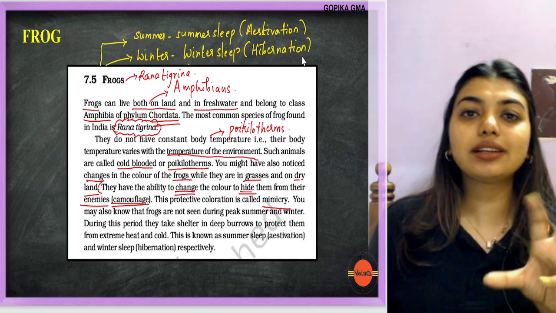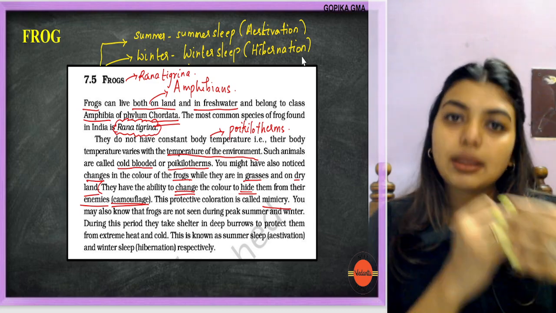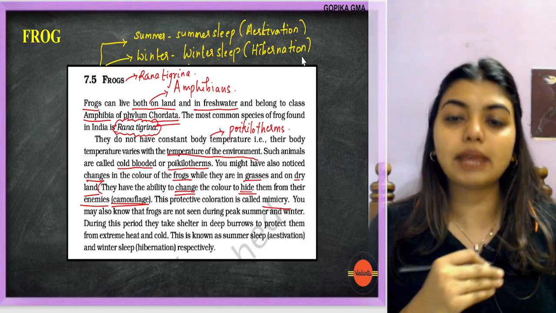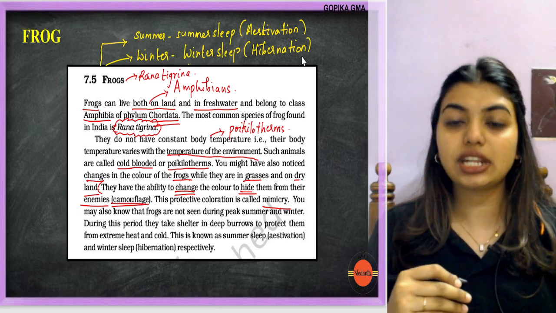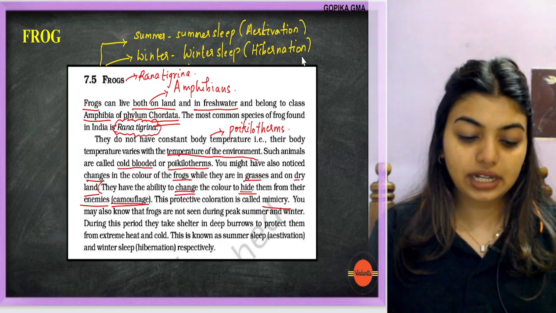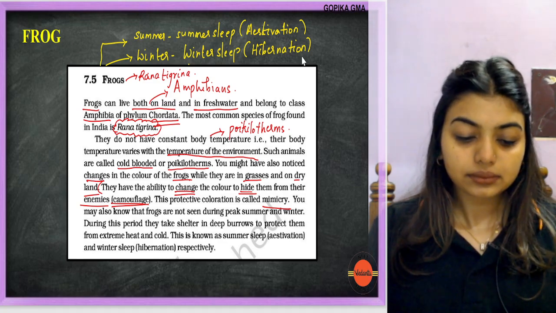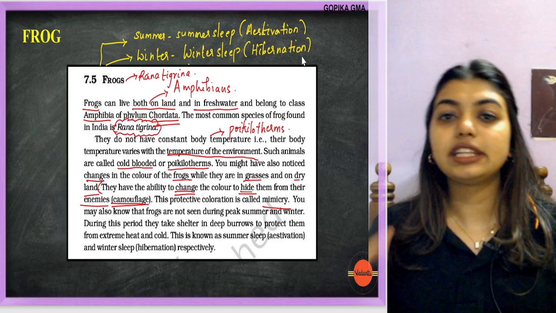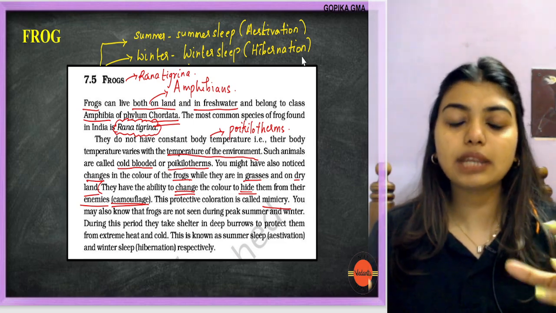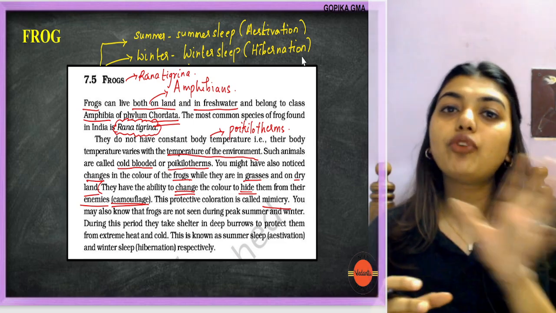Now, what is this winter sleep and summer sleep? During the peak summertime, they will go for estivation, that is, a summer sleep. Got it? Yes, all of you? Fine. Now, what is winter sleep? That means during the winter, they will go for winter sleep.